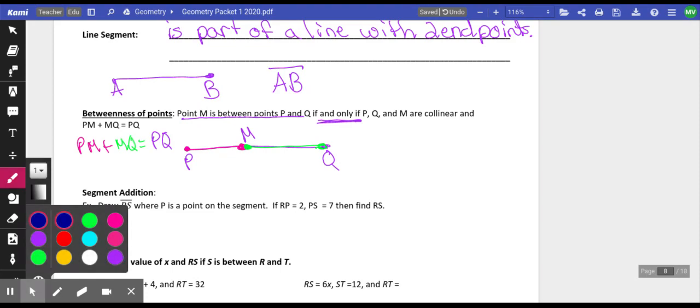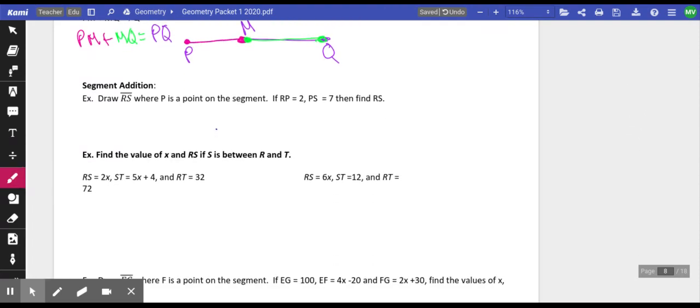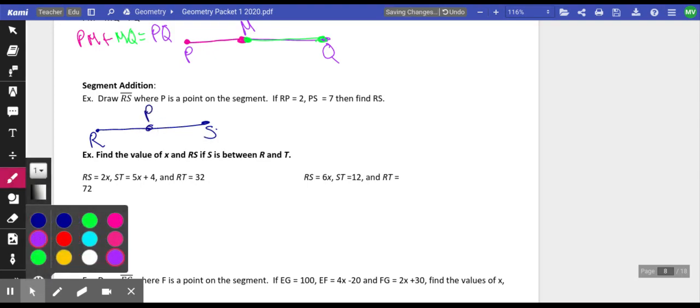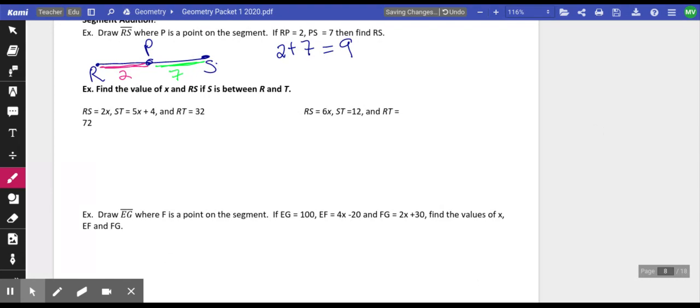Now if we continue down here to segments, segment addition means we can add those two parts together. If we have RS, where P is someplace in the middle, and we know RP, which I'm going to make pink, is 2, and PS, which I'm going to make green, is 7, then how much is RS? Well, RS is the whole thing together. So we're just going to add 2 plus 7, and it equals 9. Now we can make those way more complicated in these examples.